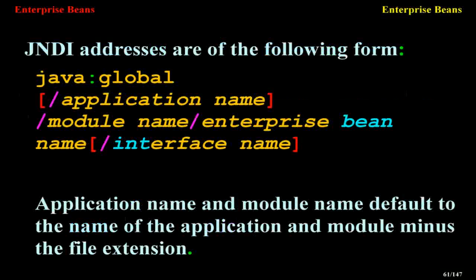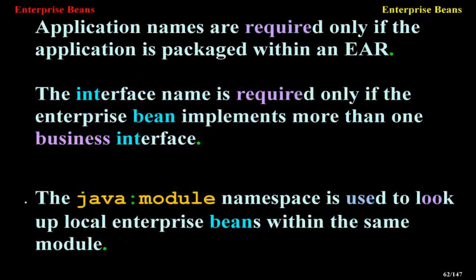JNDI addresses are of the following form: java:global/application-name/module-name/enterprise-bean-name/interface-name. Application name and module name default to the name of the application and module minus the file extension. Application names are required only if the application is packaged within an EAR. The interface name is required only if the enterprise bean implements more than one business interface.